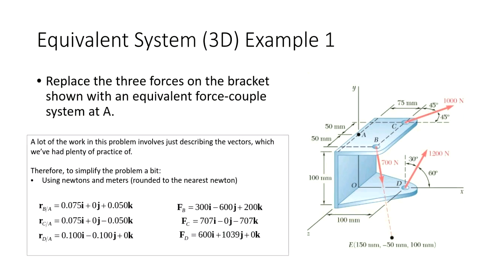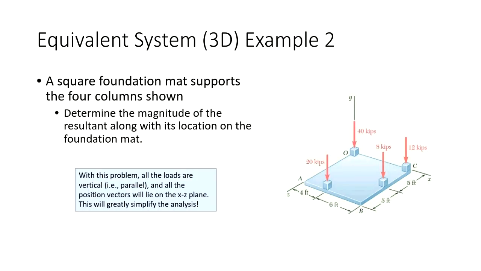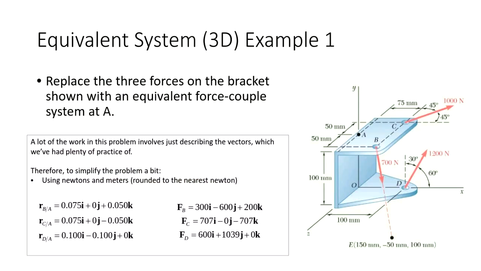But today I want to finish chapter 3. We're going to be looking at equivalences in 3D. Monday we did 2D. I've got 2 problems. I've got this bracket problem, which has a lot of different forces going all over the place, and then I have this square foundation column. This is probably near and dear for you civils in the room, but either way, there are some benefits to anybody of any discipline.